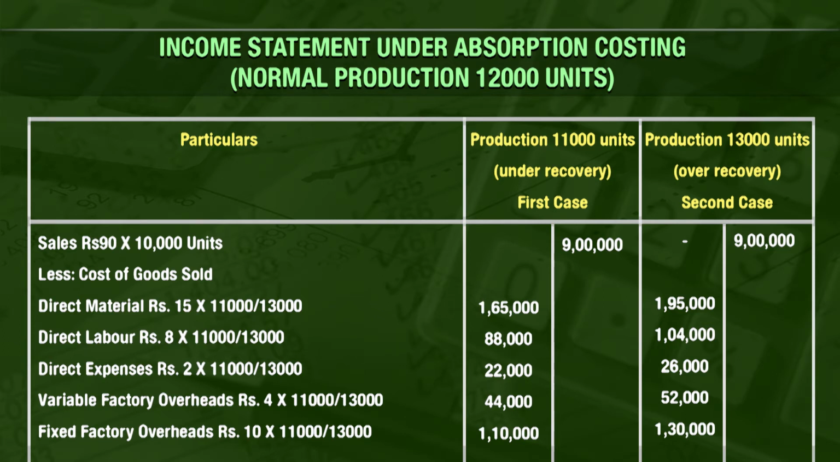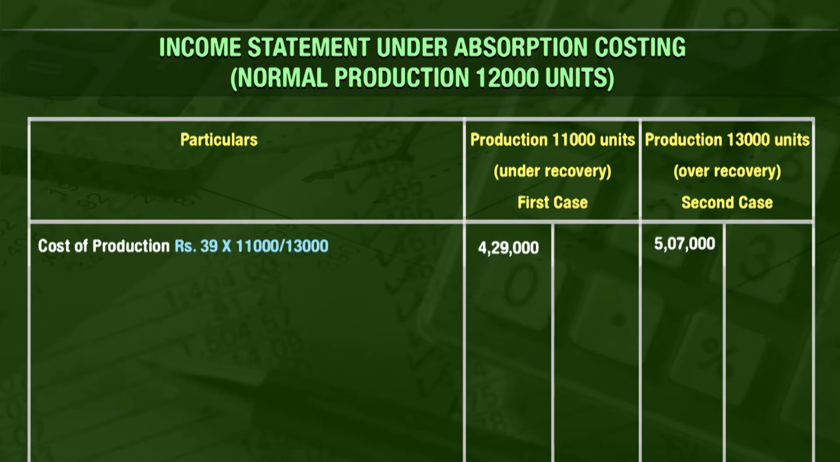So, direct material rupees 15 per unit multiplied by 11,000 units and 13,000 units, total will be shown in the statement 1,65,000 and 1,95,000. Direct labor rupees 8 per unit multiplied by 11,000 units and 13,000 units. Consequently, the figures will be 88,000 and 1,04,000. Direct expense is rupees 2 per unit, 11,000 units, 13,000 units, amount 22,000 and 26,000. Variable factory overheads rupees 4 multiplied by 11,000 and 13,000, 44,000 and 52,000. Fixed factory overhead rupees 10 per unit multiplied by 11,000 and 13,000, 1,10,000 and 1,30,000.